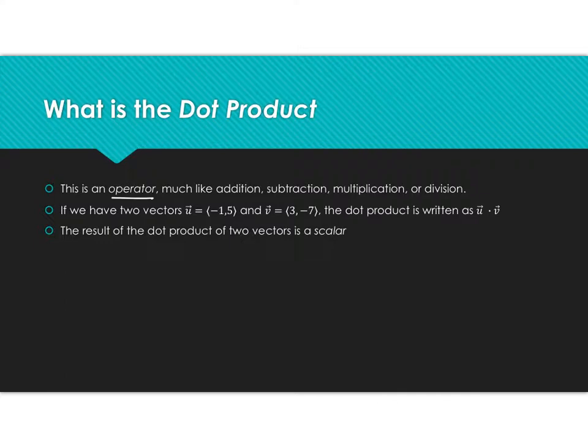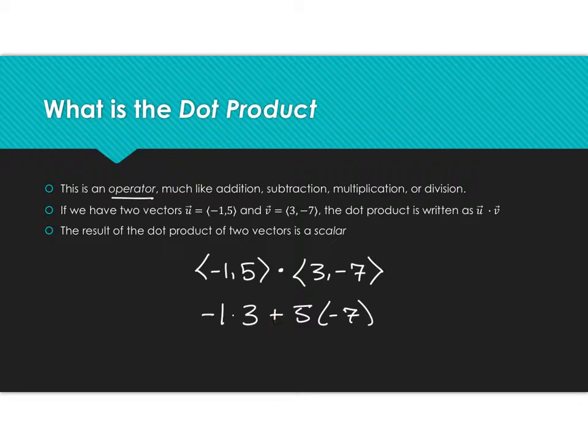And the result of the dot product of two vectors is a scalar. So we're going to have two vectors. If I do u dot v, I have a vector dot product with a vector. The result is going to be a scalar, just a number. The way this is done is you're going to multiply the x parts together, -1 times 3, and you're going to multiply the y parts together, 5 times -7, and you just add those two results together. So I have -3 minus 35, so the result of this dot product is -38.